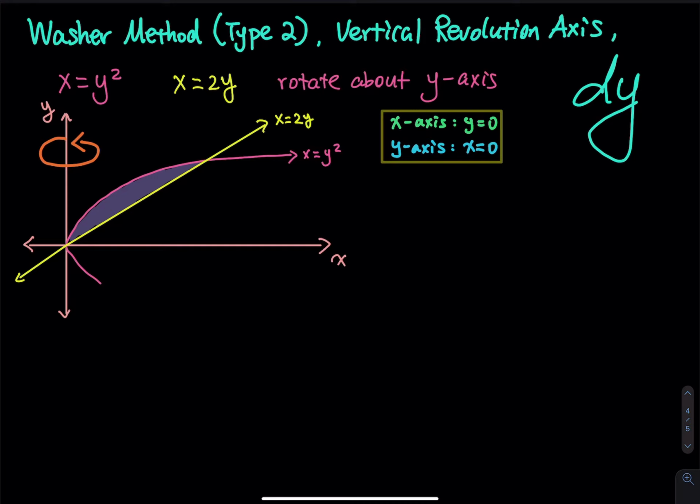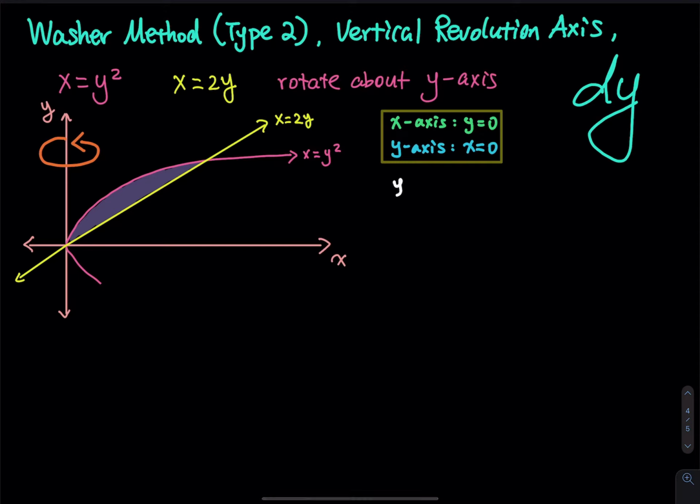All right. So we have a curve, we have a straight line, rotate about the y-axis. Since the y-axis is vertical, we have a vertical revolution axis, and therefore that is a dy integral. And if you look at the area bounded by the straight line and the curve, you have to find the lower limit and the upper limit. That is easy. You set the two functions equal.